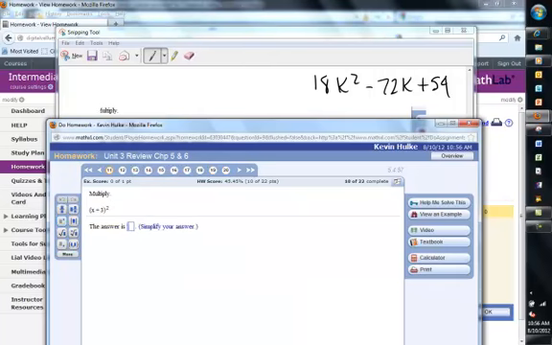Number 11, x plus 3 squared. You can do that one in your head. x squared plus 6x plus 9. Oops, I forgot the plus sign here.